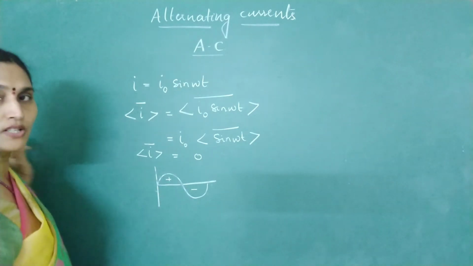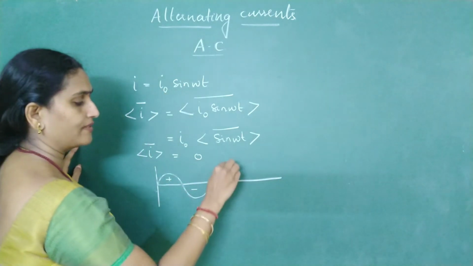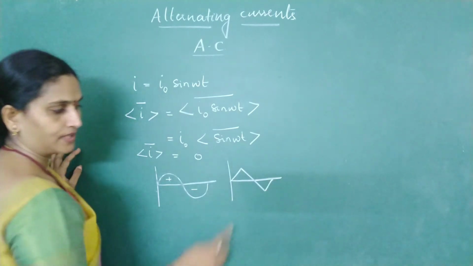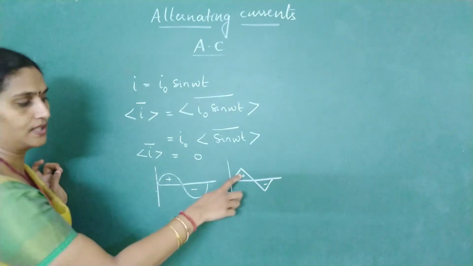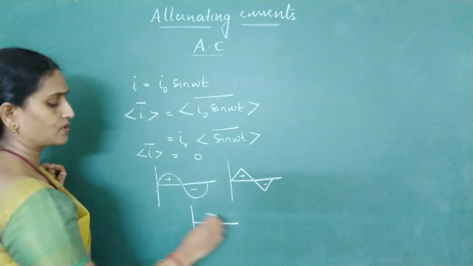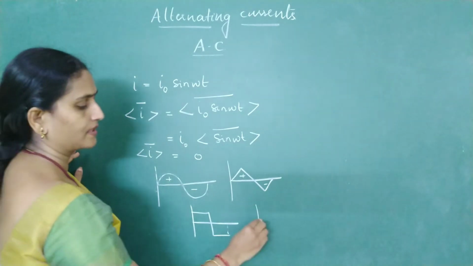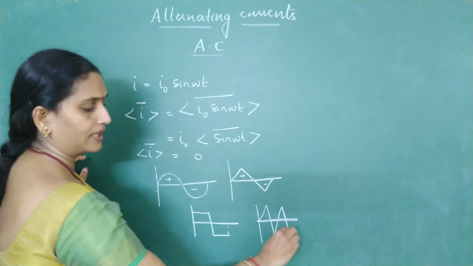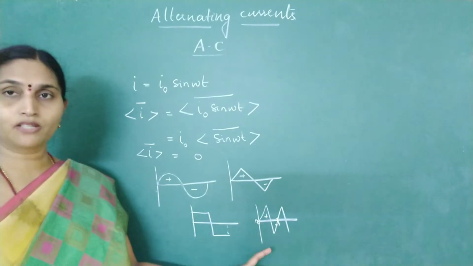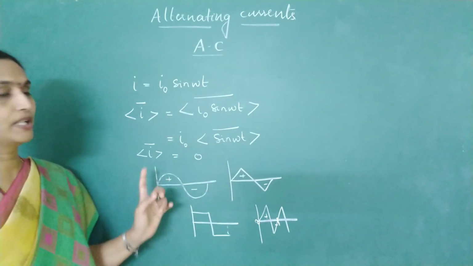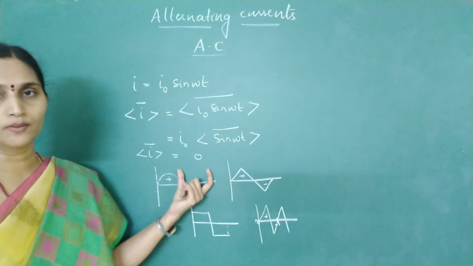Remember, for any symmetric function, the average value for one complete cycle will be 0. If I ask you what is the average value for a triangular wave like this? This is also a symmetric function. It has an equal number of positive and negative values. Average becomes 0. If it is a square wave, then also the average value is 0. Sawtooth, for one complete cycle from 0 to T, positive and negative. So for all symmetric functions, the average value will become equal to 0. This is an alternative method to calculate the average value.